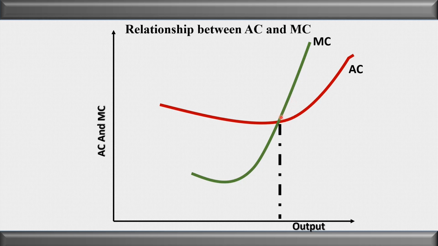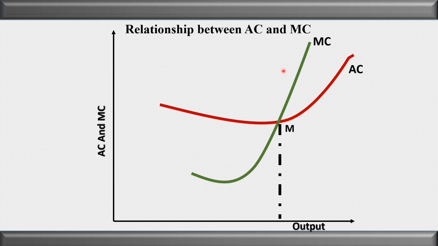Remember one thing, the point at which average cost and marginal cost are equal, at that very point average cost is at its minimum position. Here M is the point where both marginal cost and average cost are equal. At this point average cost is at its minimum position.